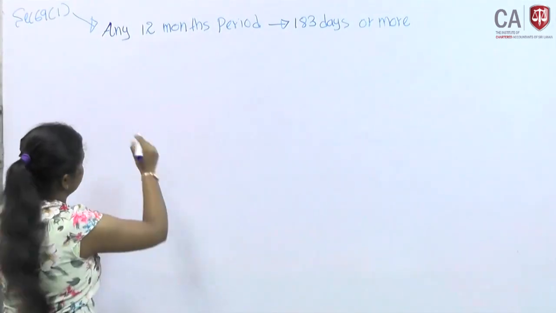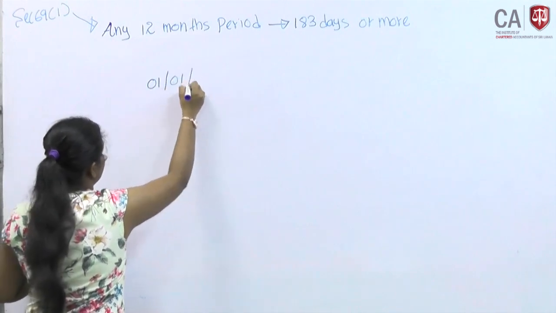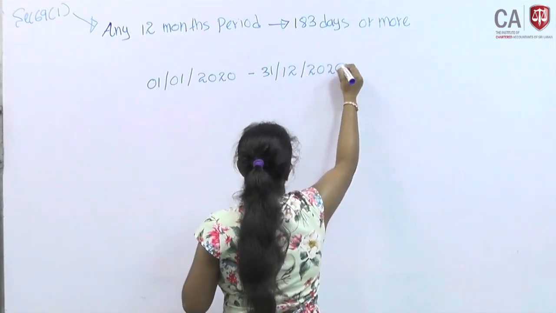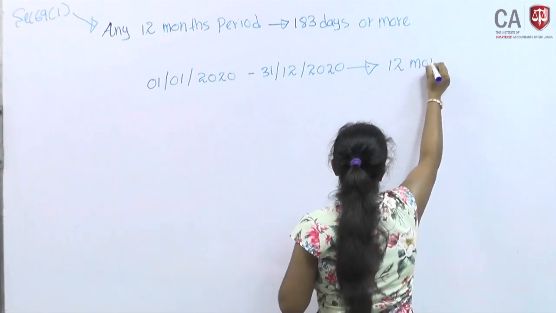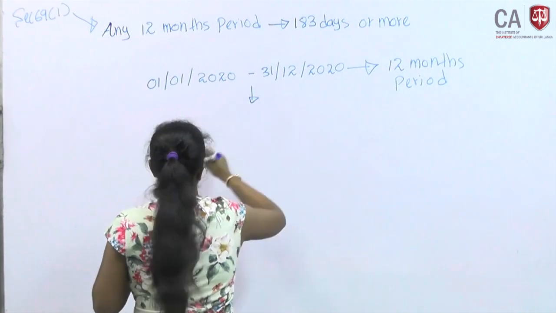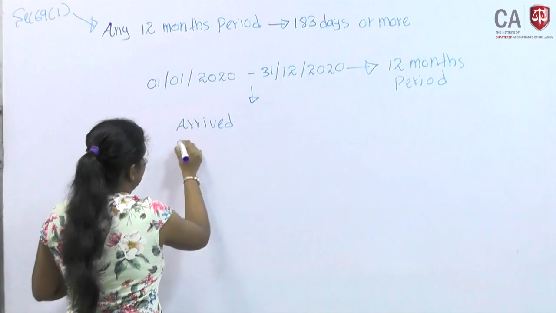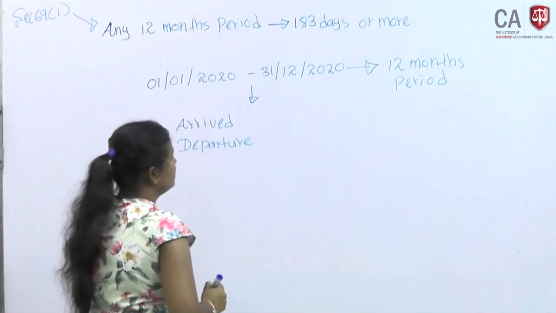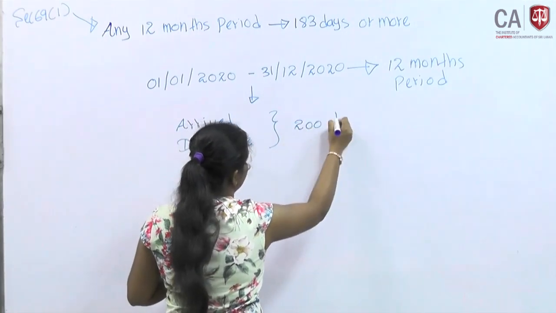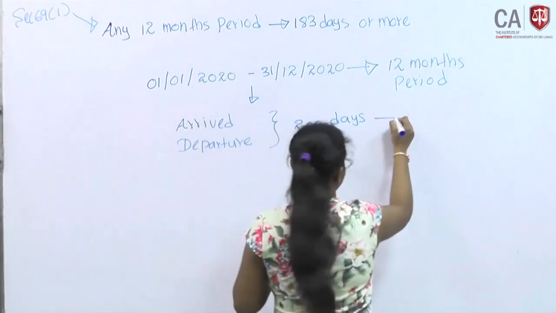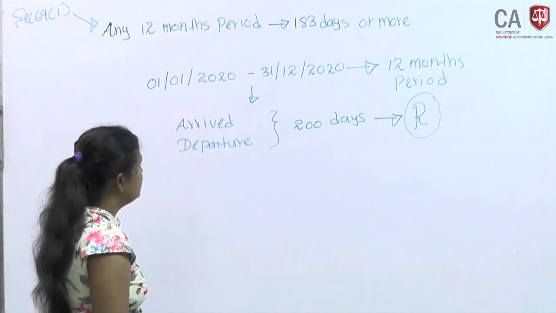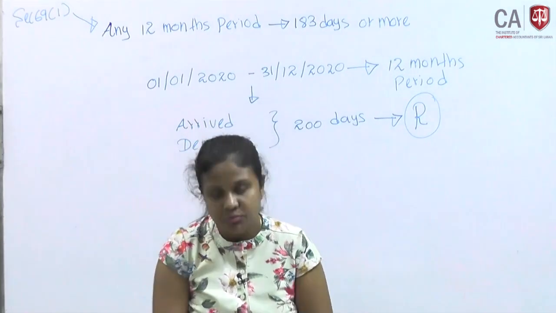For an example, think of this. For easy reference, I am taking the 12 months period from 1st January 2020 to 31st December 2020. A person from China arrived and departed from Sri Lanka, and was present 183 days or more, for an example 200 days. If so, he is resident, the big R for him, as per this quantitative test. Now Lamai, you have to think a little bit on this provision.